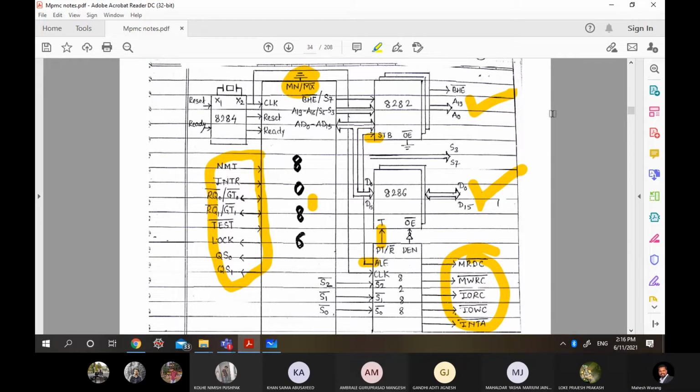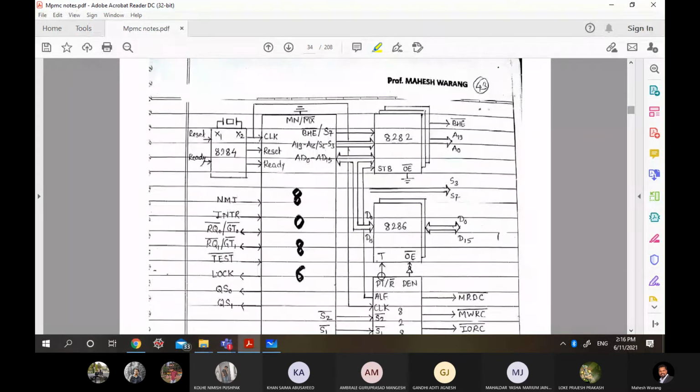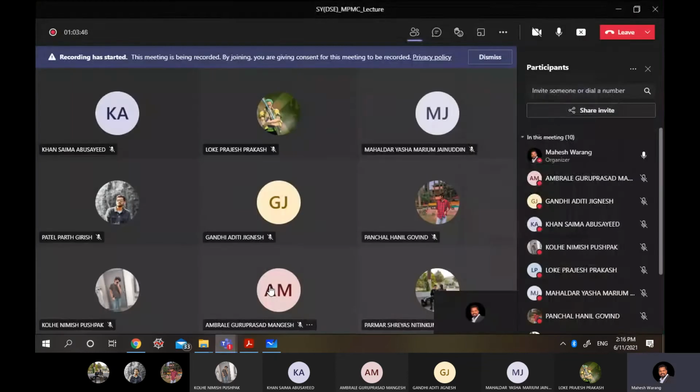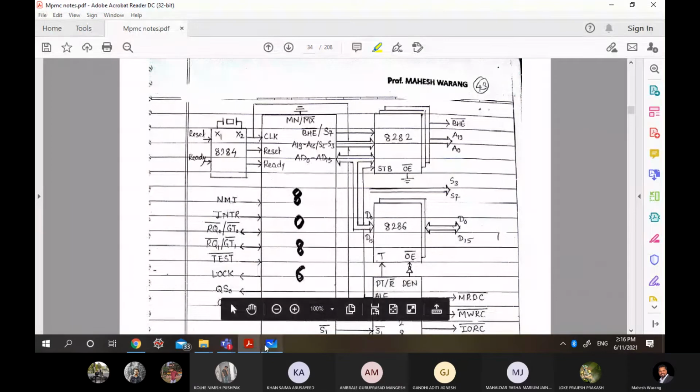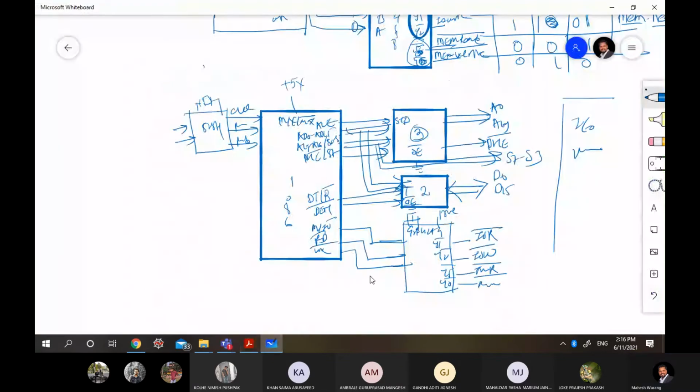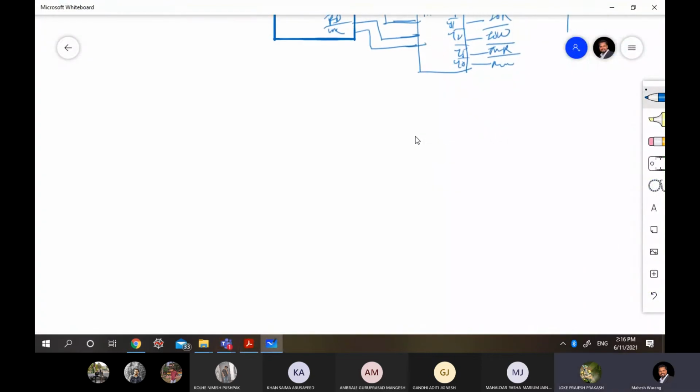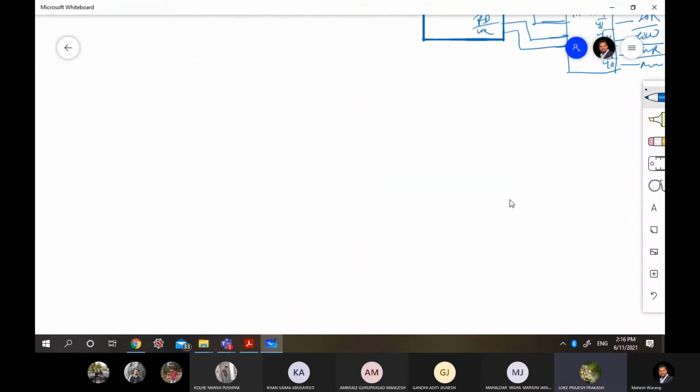Is it done? In and out. Okay. Are you ready for the timing diagram? Yes, sir. Hello. Yes, sir.